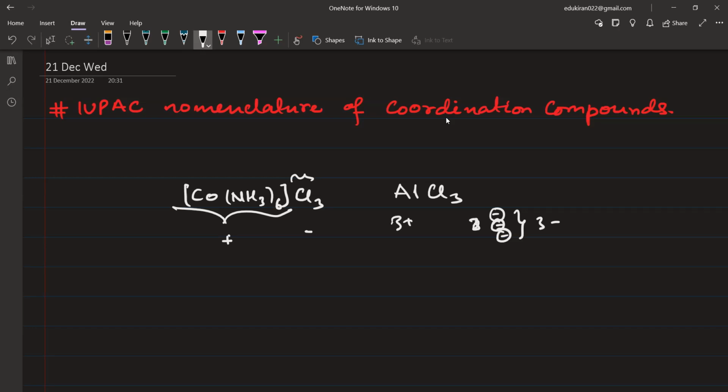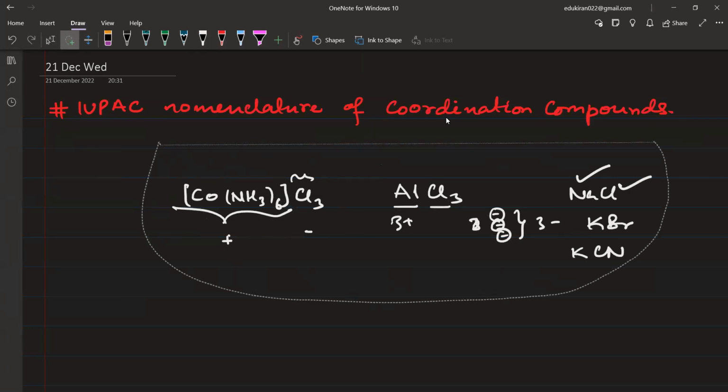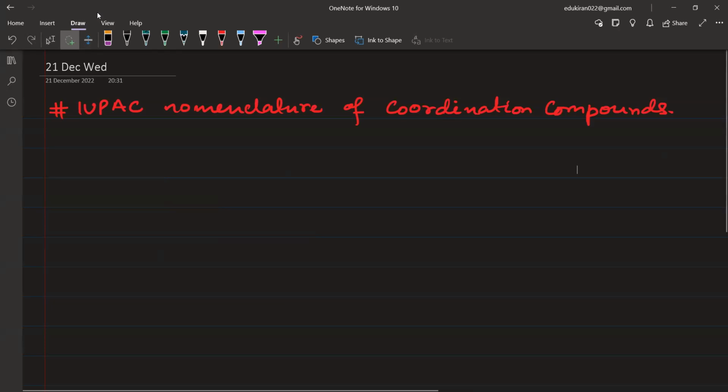Now we name this aluminium chloride. We don't write trichloride. So the counter ion's name will be the same as the simple ionic molecule. Whenever we write the name of an ionic molecule, we write aluminium chloride, sodium chloride, potassium bromide, potassium cyanide, right? So we are naming the cation first and then the anion. This is the first point that you are going to write.